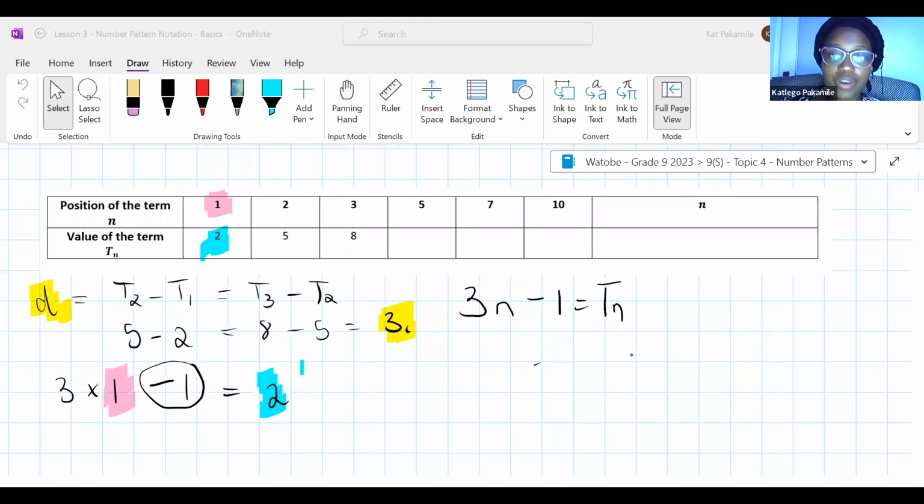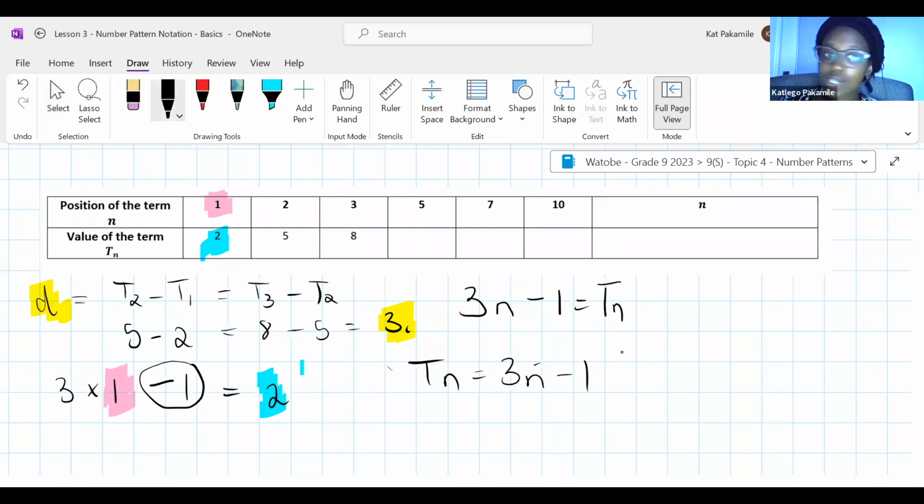Great. So guys, the point of this whole thing, I know a lot of you want to know, what's the point of doing all of this? It is if I ask you, what is T120? You don't want to go down writing plus 3, plus 3, plus 3, plus 3 until you get to 120, right? You want to be able to substitute 120 and it will tell you what the value is.